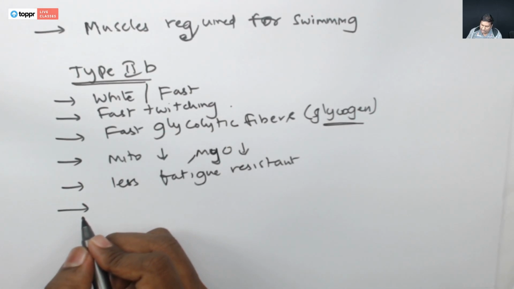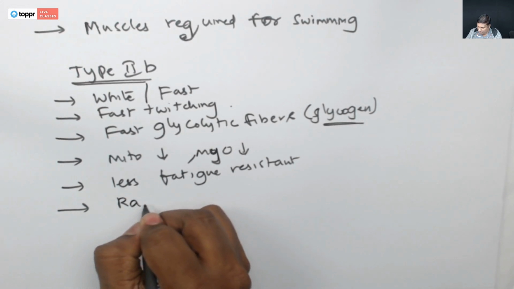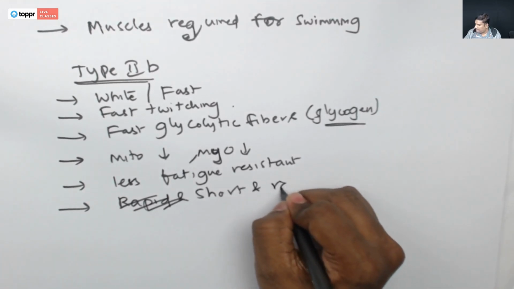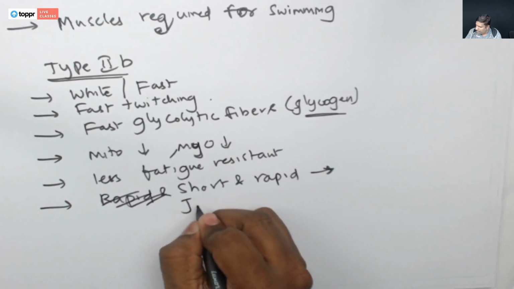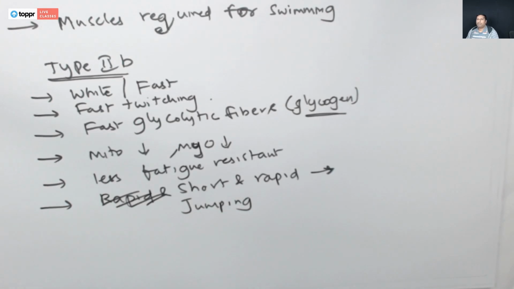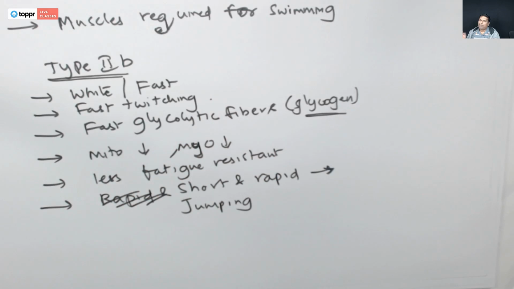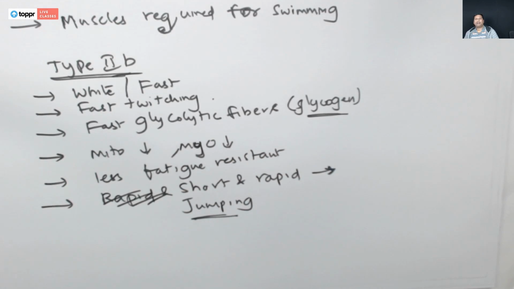These muscle fibers you will see getting activated when you need short and rapid contractions. Whenever you need short and rapid contractions, you will see these muscle fibers getting activated. If I have to give you an example, when you want to jump, jumping requires you to get enough energy very quickly. That short and rapid burst of energy is provided by the muscle fibers of type 2B. Type 2B muscle fibers will very quickly generate the energy required for the contractions, and so these are the ones which come into the picture when you are jumping. So this is about the various types of muscle fibers.